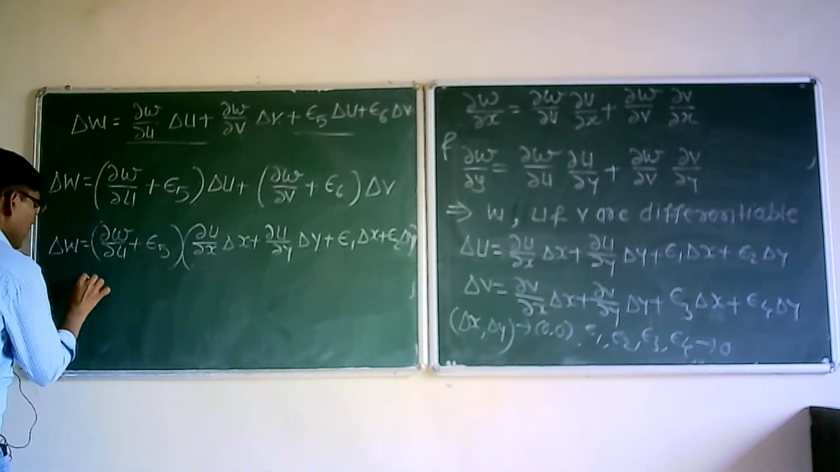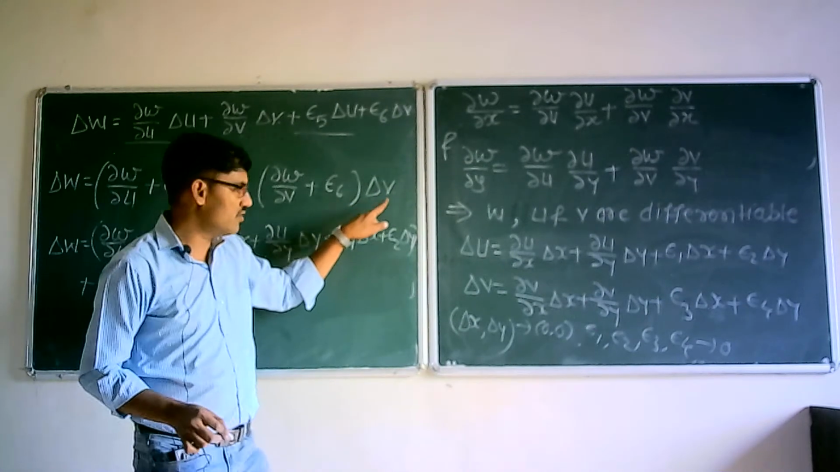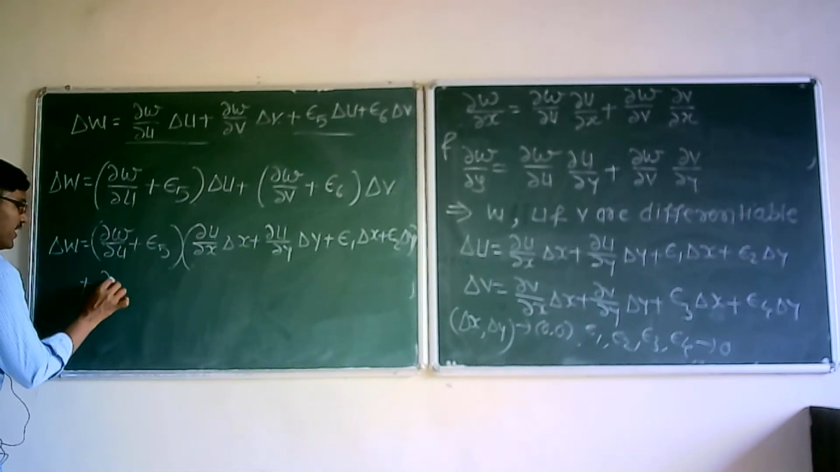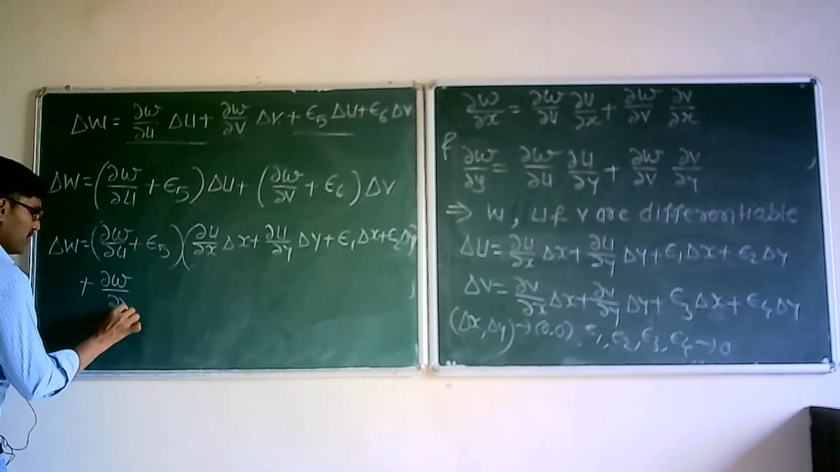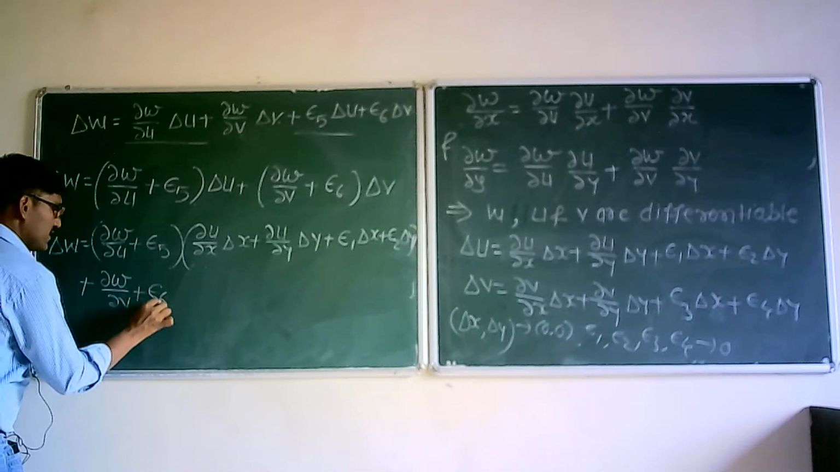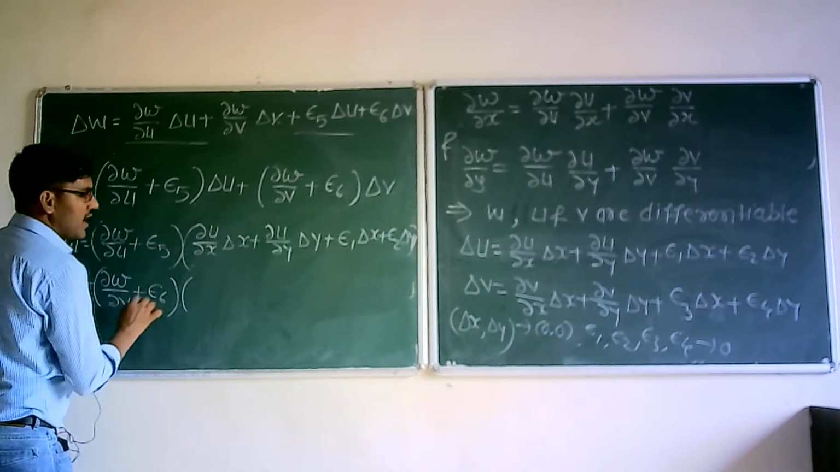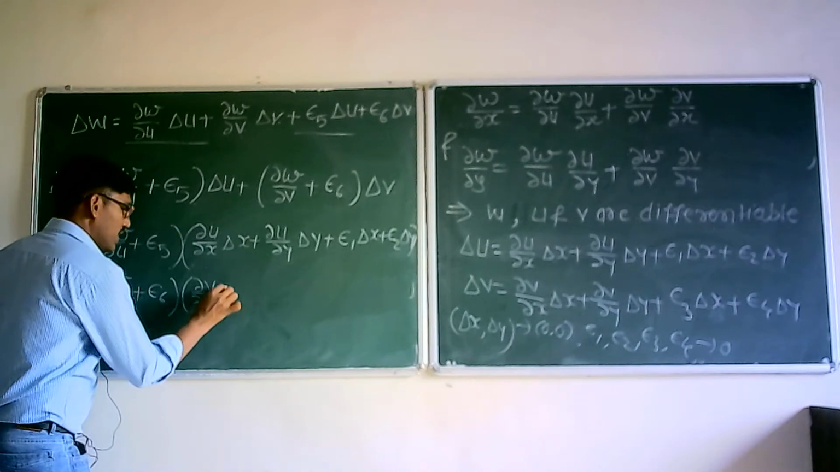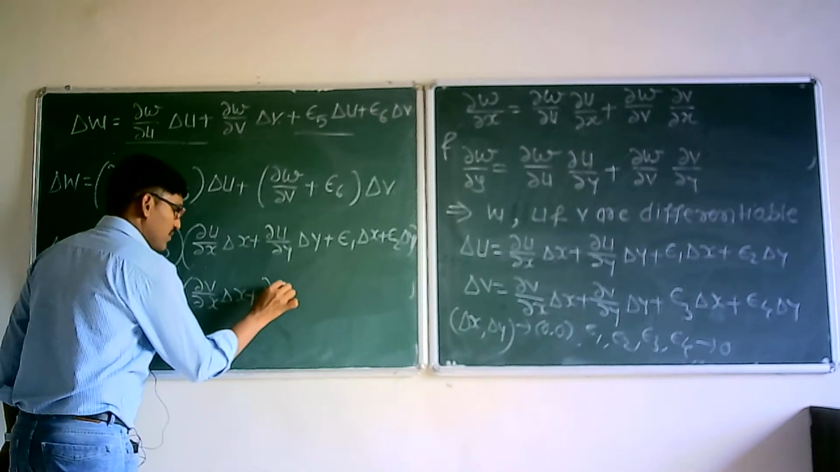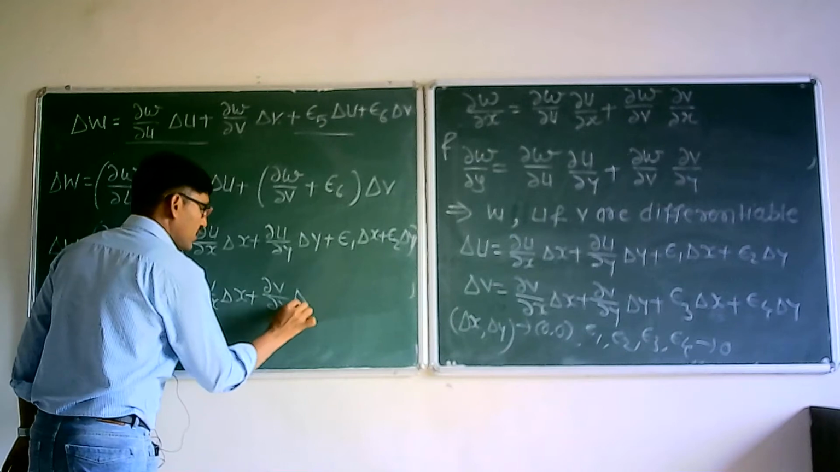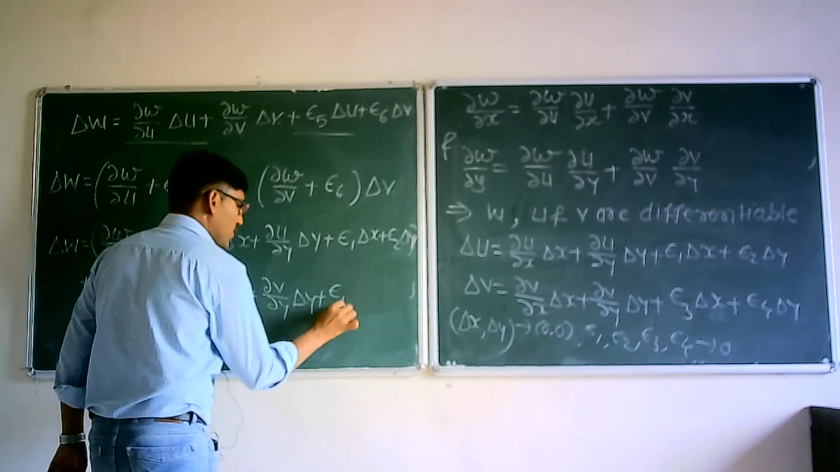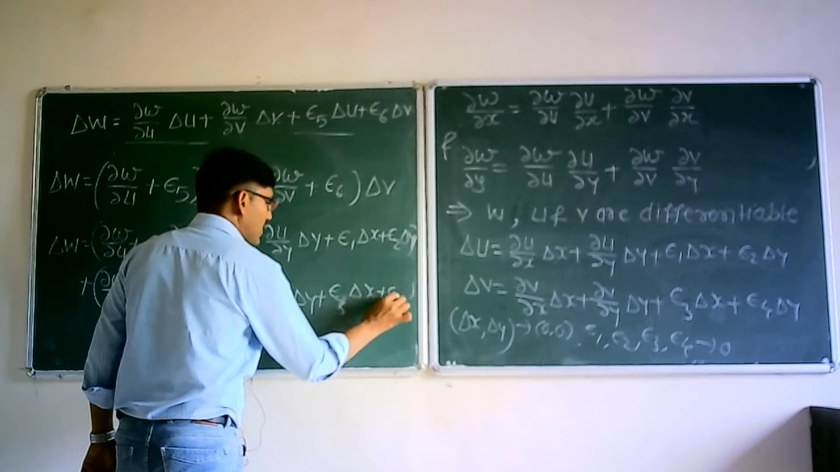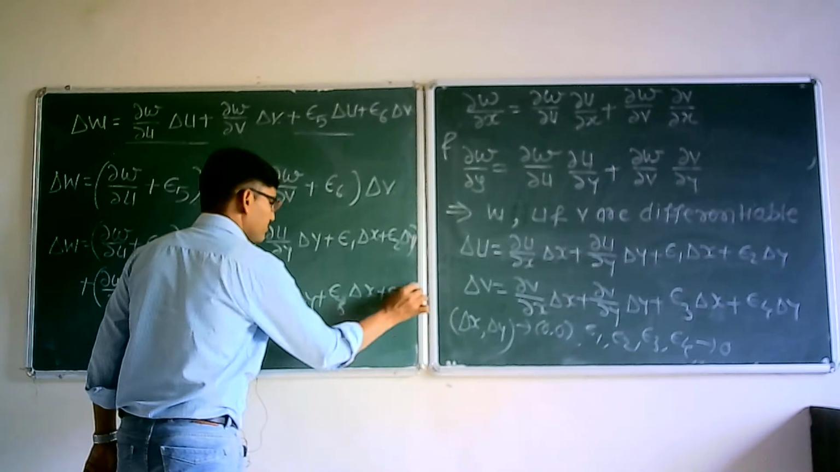Plus, similarly, put the value of delta v here. What is the delta v? This is the value of delta v. If you put delta v, we will get (delta w by delta v plus epsilon 6) multiplied by (delta v by delta x delta x plus delta v by delta y delta y plus epsilon 3 delta x plus epsilon 4 delta y). Not epsilon 1, it is epsilon 3.